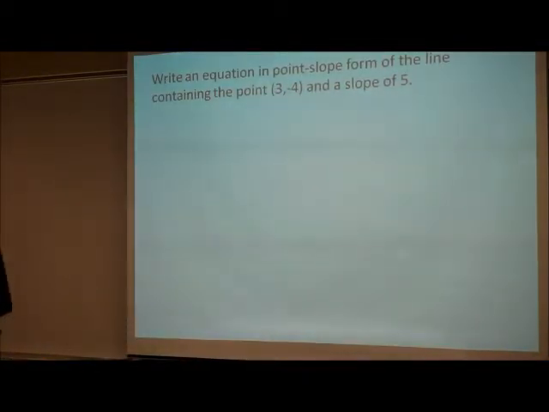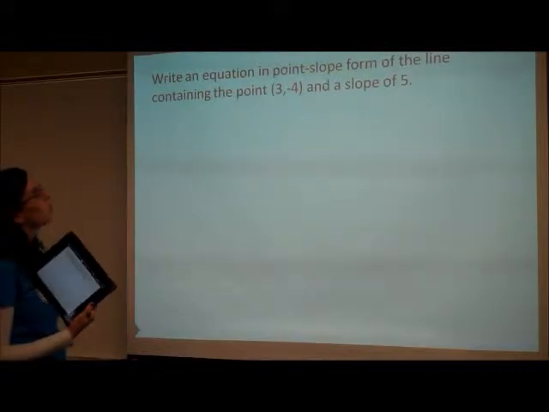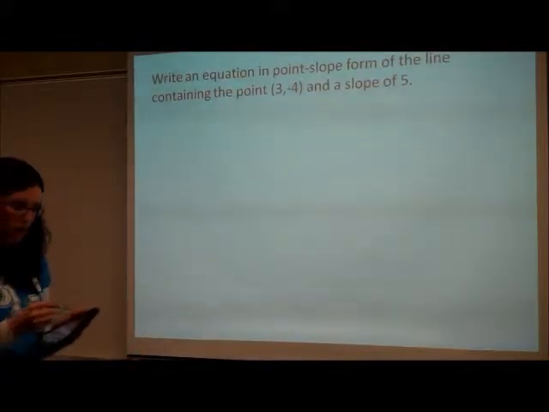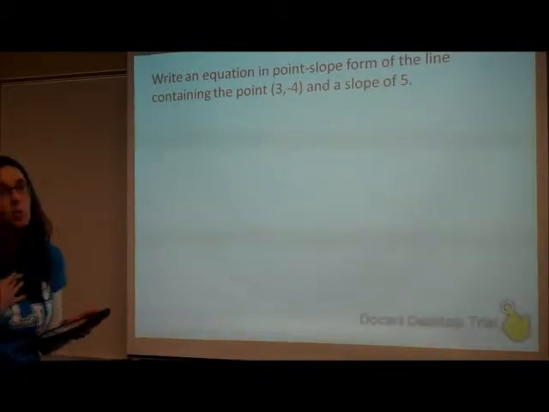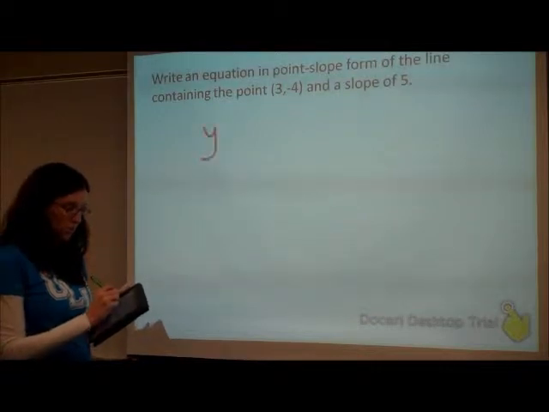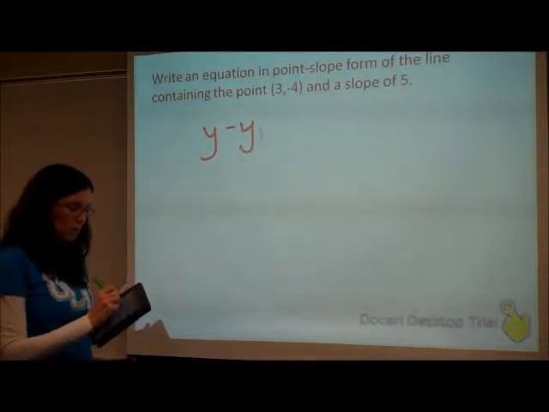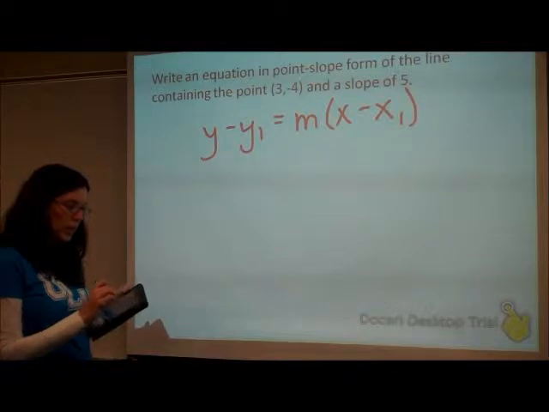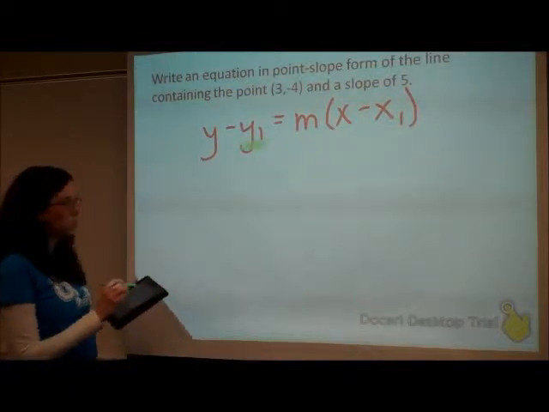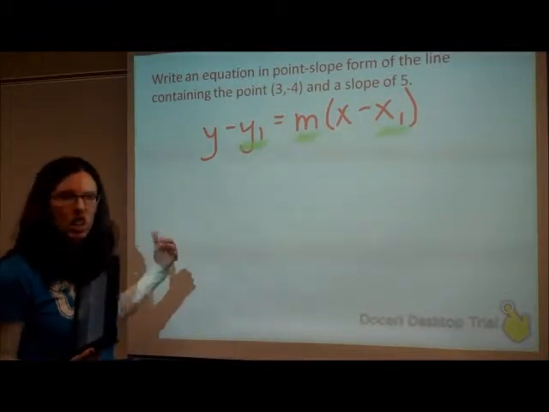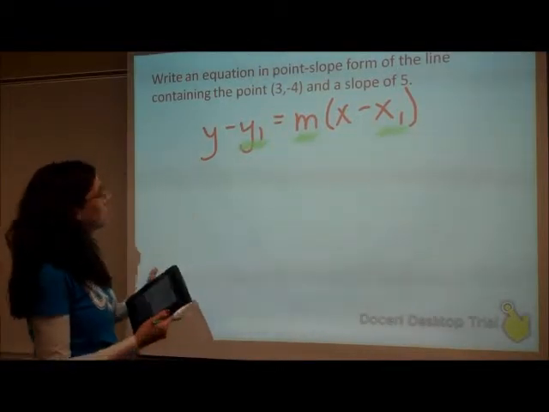So let's look at some examples. It says write an equation in point-slope form of the line containing the point (3, -4) and a slope of 5. So I always like to start by writing down the rule, the format. So it's y minus y sub 1 equals m times x minus x sub 1. Okay, so we need a number for y sub 1, for m, and for x sub 1. So all those letters before should have a number in them.